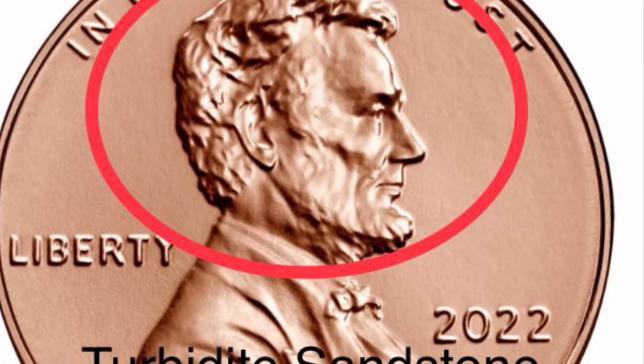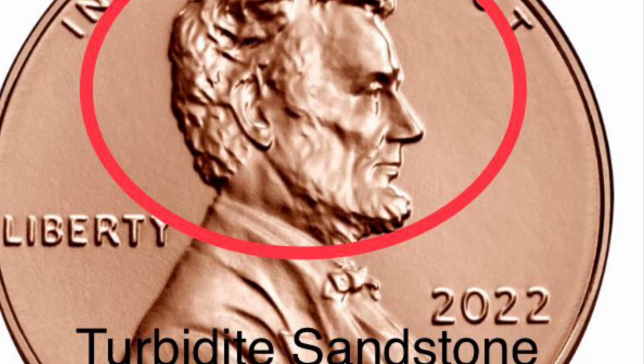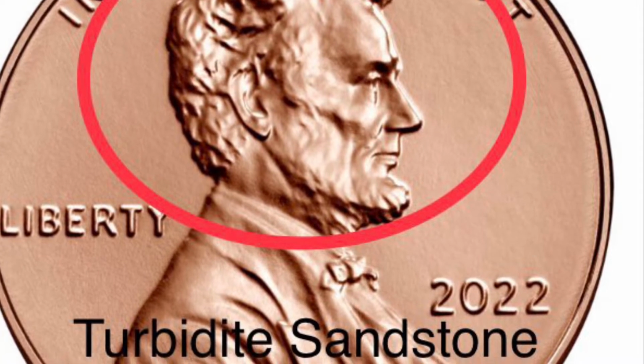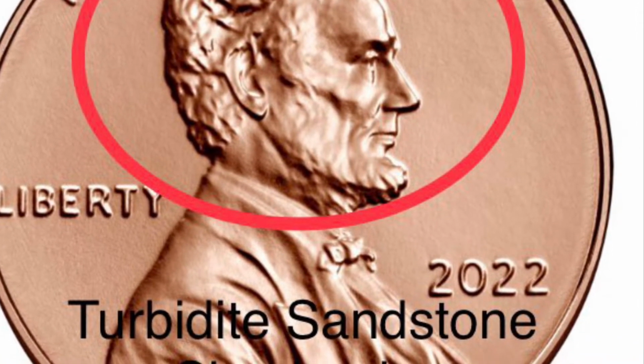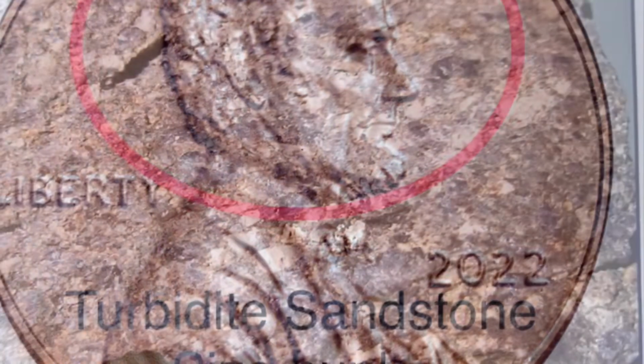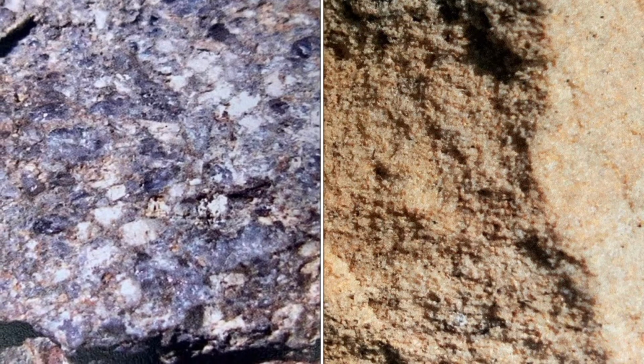So I call these turbidite sandstone to help me avoid that confusion between these turbidite deposits and regular sandstone, which is equigranular, which just means that the whole rock is made only of sand-sized grains.